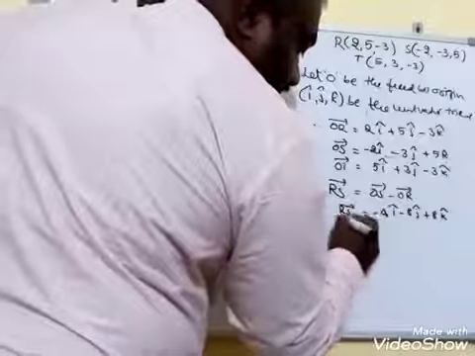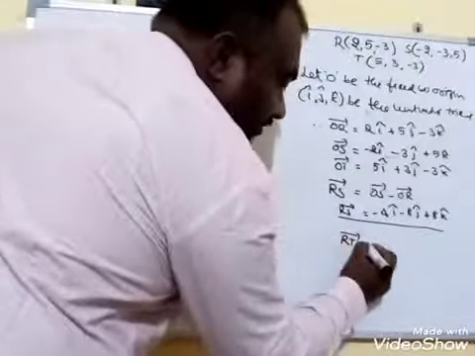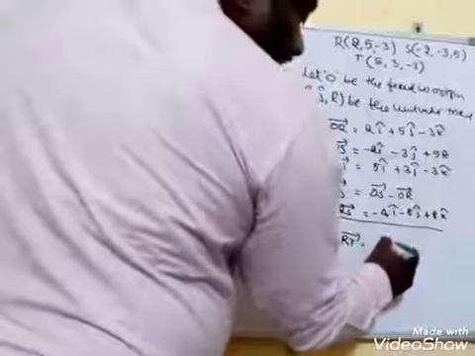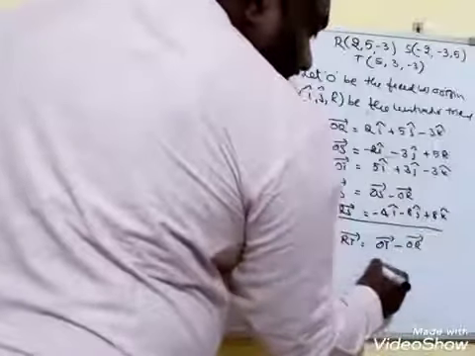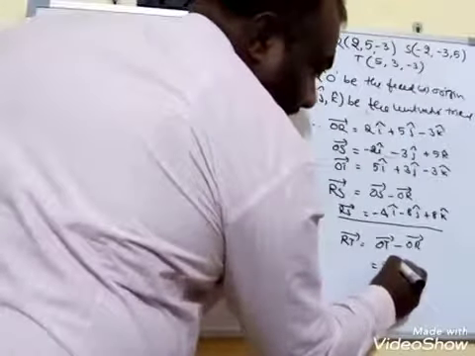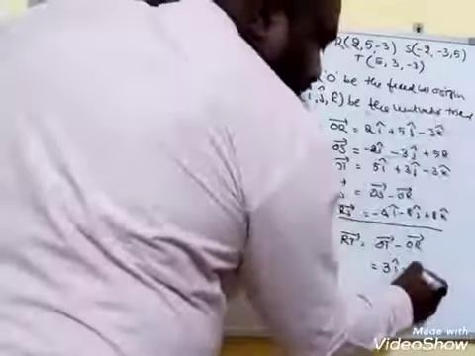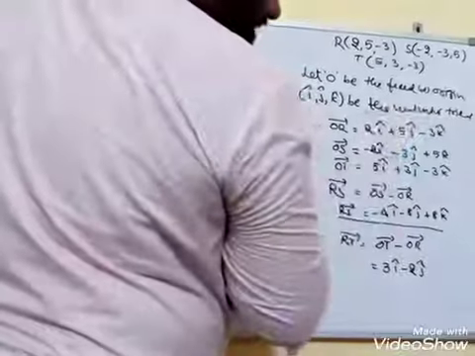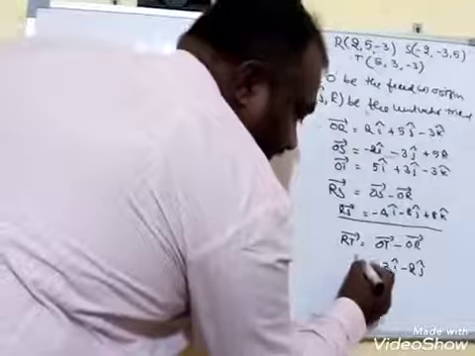Further, I am going to find the RT bar. What is the RT bar? RT bar is equal to OT bar minus OR bar. Again, what are you going to get? Observe there: 5 minus 2 gives 3i, and 3j minus 5j gives minus 2j, and minus 3k plus 3k, so 3k gets cancelled. You are going to get RT bar as this.